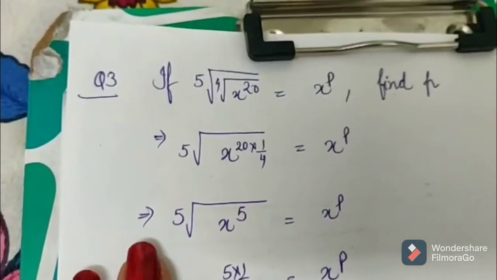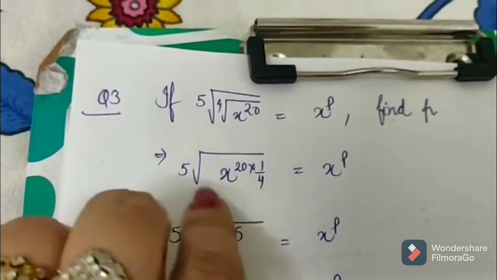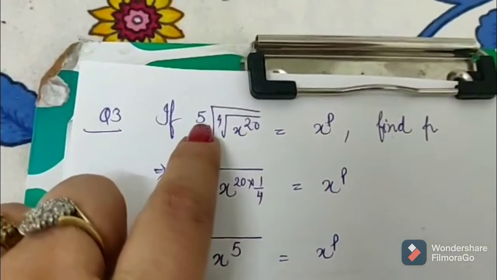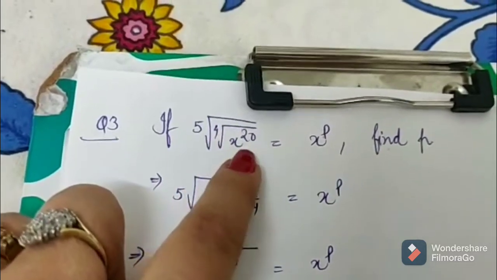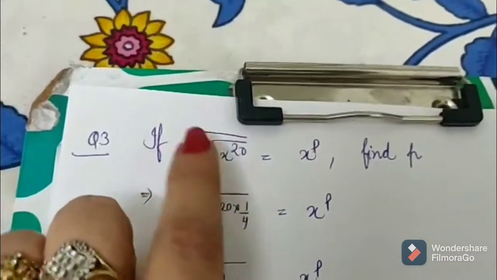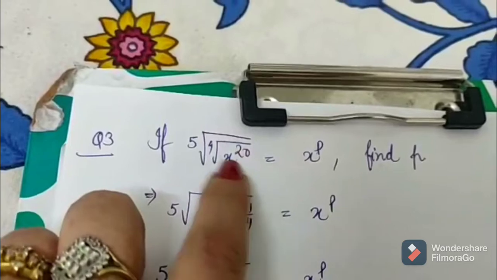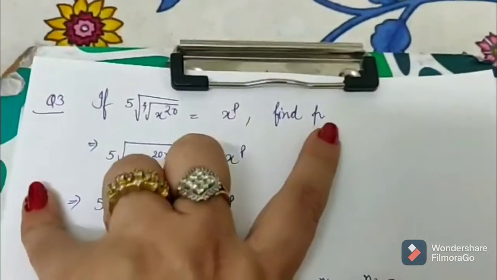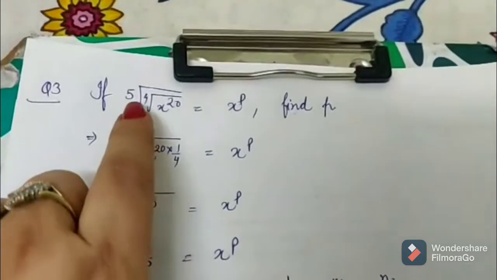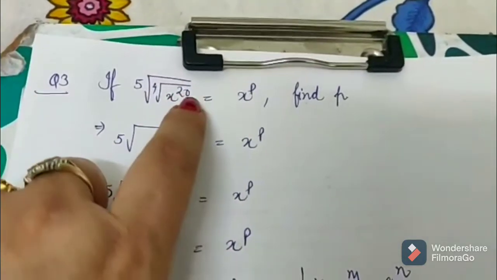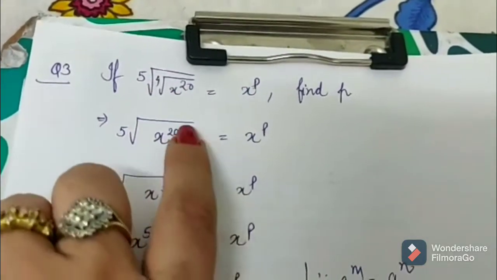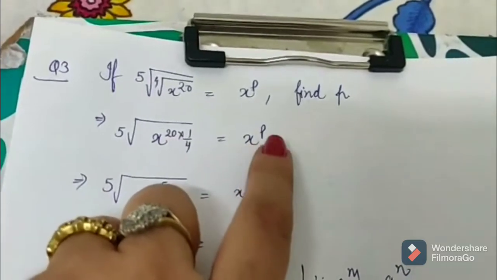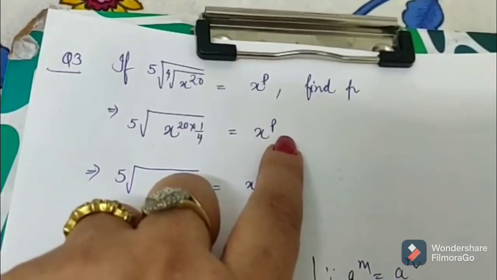Now one more example we are going to do, that is you have to find out the fifth root of fourth root of x raised to power 20. If fifth root of fourth root of x raised to power 20 is equal to x raised to power p, then you have to find out the value of p. Now this is fifth root of x raised to power 20 and this is fourth root, can be written as 1 by 4, is equal to x raised to power p. You have to solve step by step.